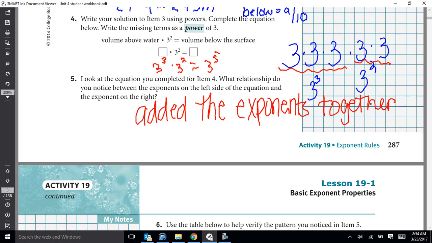Now, why do you think we were able to just add the exponents together? What had to be the same in order for that to happen? The base had to be the same. If we had 3 to the 3rd and 2 squared, would we be able to just add the exponents together in that case? No. So the bases were the same.